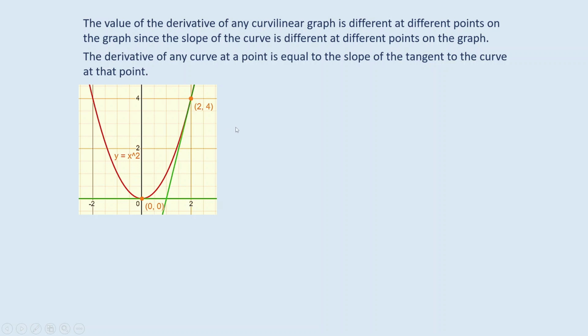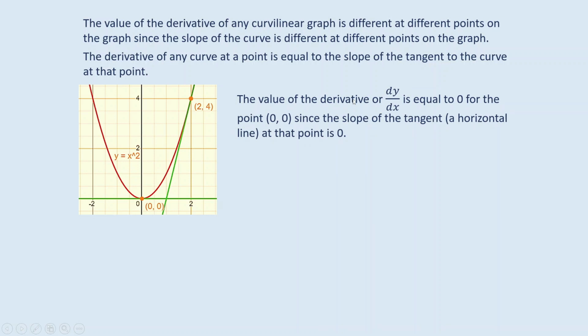Okay. And we are seeing the value of the derivative dy by dx is equal to 0 for the point 0, 0, because the tangent is a horizontal line. Therefore, its slope is equal to 0. Hence, the derivative dy by dx, or the derivative of this curve at this point, is equal to 0. We have to mention at this point.